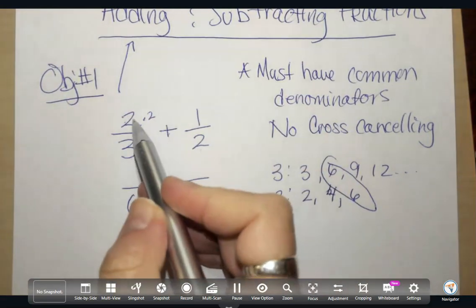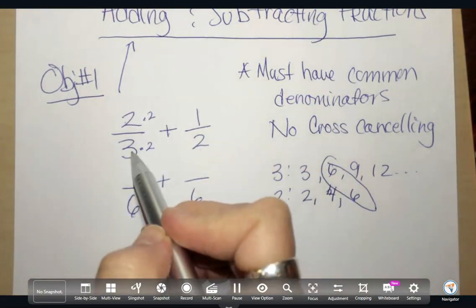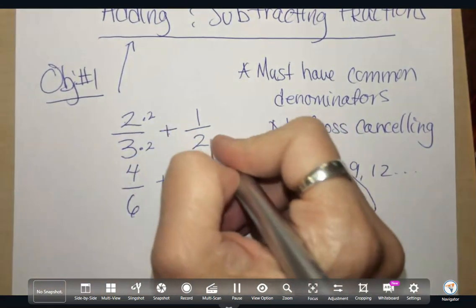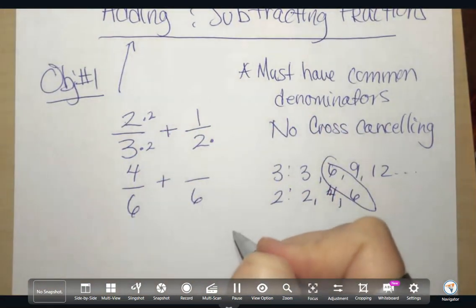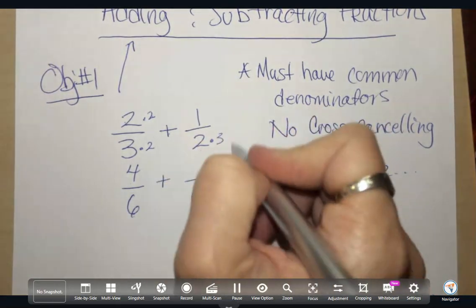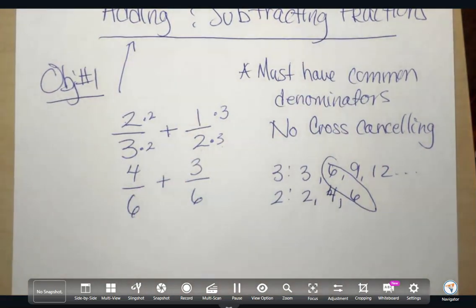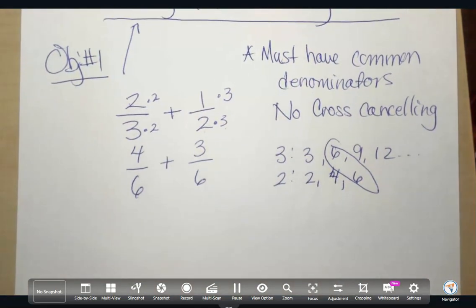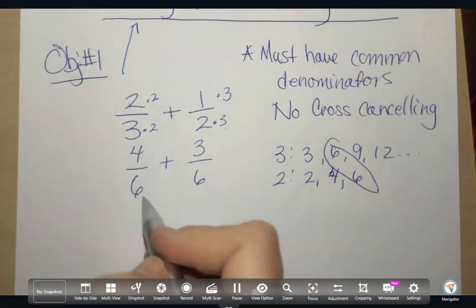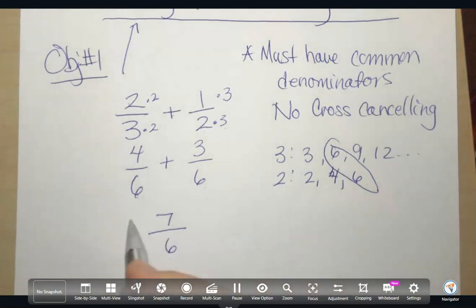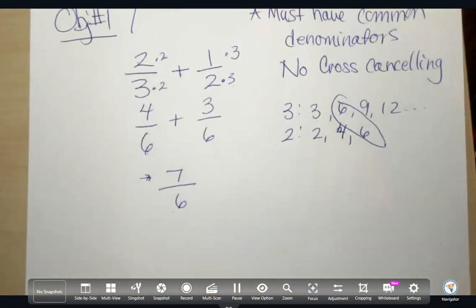I need an equivalent fraction to 2/3. Equivalent fraction to 2/3 would be 4/6. 2 times 2 is 4. 2 times what is 6? 2 times 3. So what I do to the bottom, I have to do to the top, and so I have 3/6. And then we add straight across. So if I have 4/6 plus 3/6, I end up with 7/6. Notice I only add the numerators, and my denominator remains the same. So that's example 1.